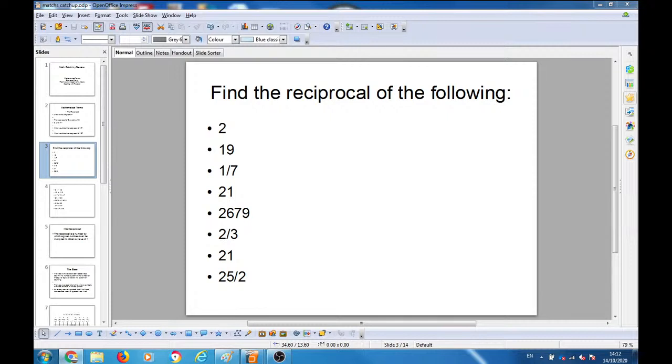Okay, yeah, spot on. So 0.5, if you put it in a fraction, would obviously be 1/2. Yeah, Ryan, that's right. Next one, 19. What would it be for 19? 1/19. Straightforward. The next one is a bit more difficult: 1 divided by 7. Give it a go. See whether you can come up with it.